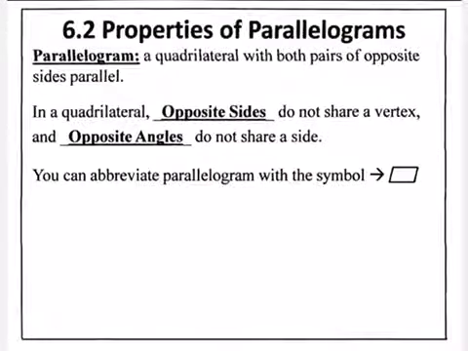6.2 Properties of Parallelograms. A parallelogram is a quadrilateral with both pairs of opposite sides parallel, hence the name parallelogram. It's in the name. In a quadrilateral, opposite sides do not share a vertex, and opposite angles do not share a side. You can abbreviate parallelogram with the symbol like this.